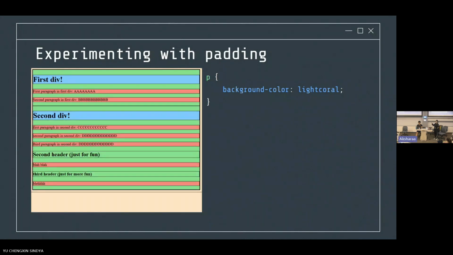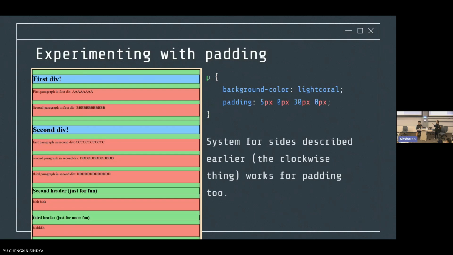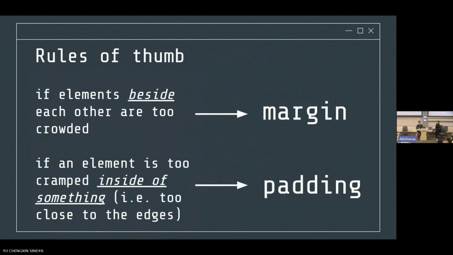So now we're experimenting with padding. This is the system for the site described earlier, and it works for padding as well. Rule of thumb: if the elements beside each other are too crowded, use margin. If an element is cramped inside of something, like too close to the edges, use padding.